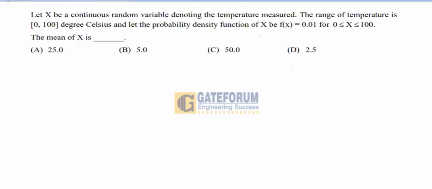Now, X is nothing but the random variable denoting the temperature measured. So basically, it has nothing to do with the probability density function. This is there to confuse you. So basically, you have been asked to find the mean of 0 to 100, which is obviously (100 plus 0) by 2. That is equal to 50. So the mean of x would be 50, and hence that is the answer. Right? So absolutely simple.